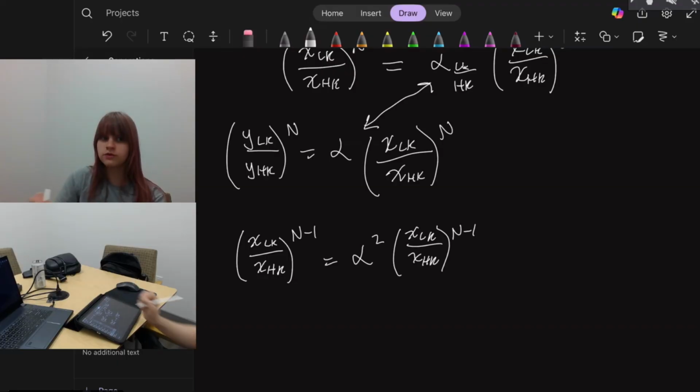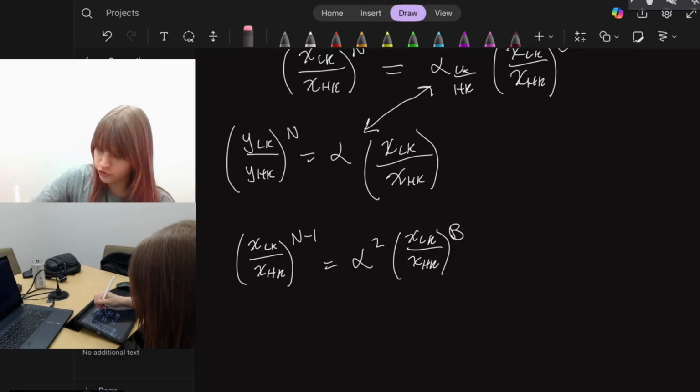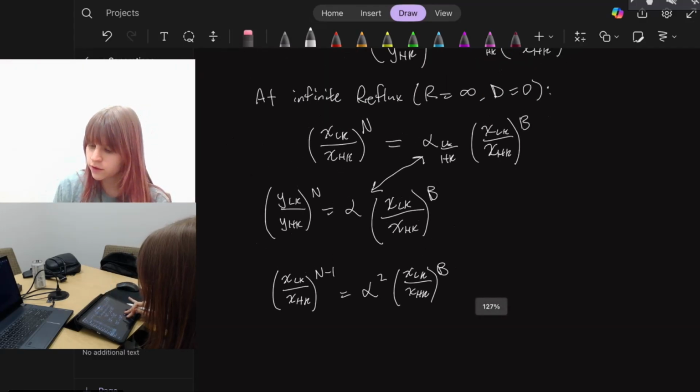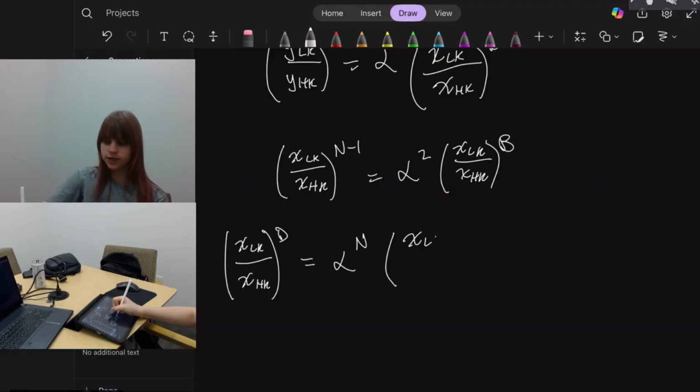And then this is also, sorry, that is not to a power, but that is for the bottoms. And actually, I think that this should also be the light key over the heavy key, those liquid compositions, D being the distillate, alpha to the n stage, times xlk divided by xhk, the heavy key, that is in the bottoms.